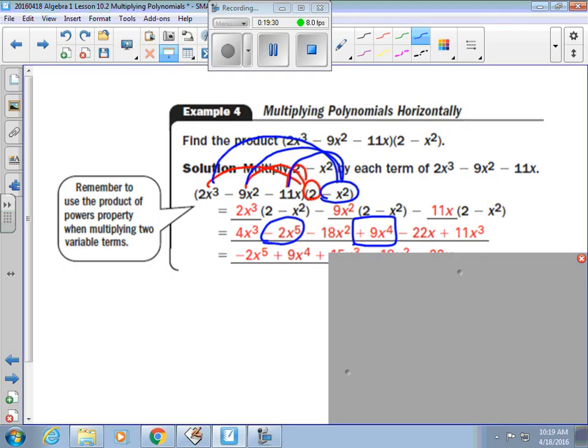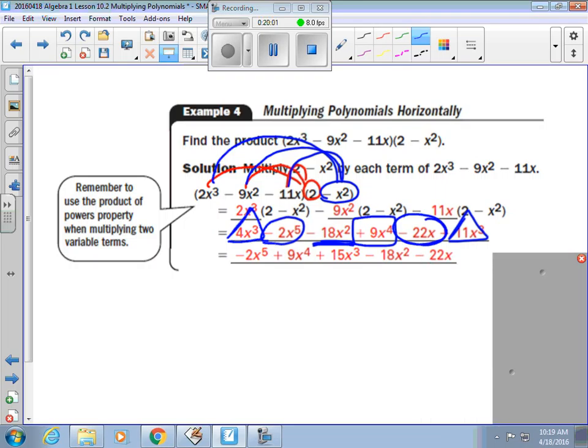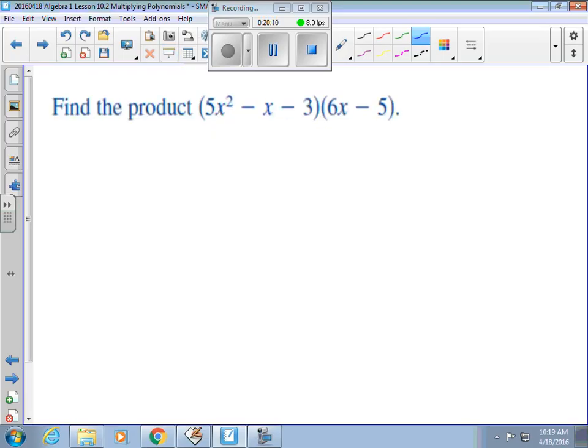What's the next largest degree we have? X to the 3rd power. So we have this one and we have this one. We have 4 and positive 11. So when you put those two together, you get plus 15x to the 3rd. What's the next biggest degree we got? X squared. That's this one right here. There's only one. So negative 18x squared. And then finally, the last degree we have is x to the first power, this one right here, to get negative 22x. So negative 2x to the fifth plus 9x to the fourth plus 15x cubed minus 18x squared minus 22x. On the back, one more time, everybody.